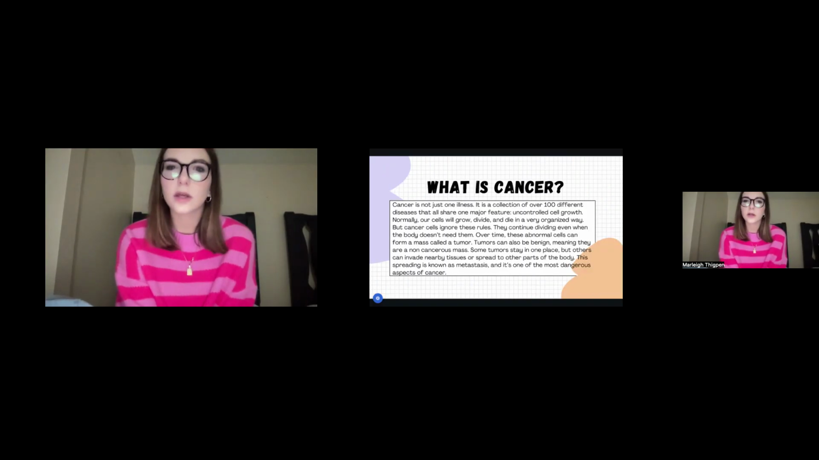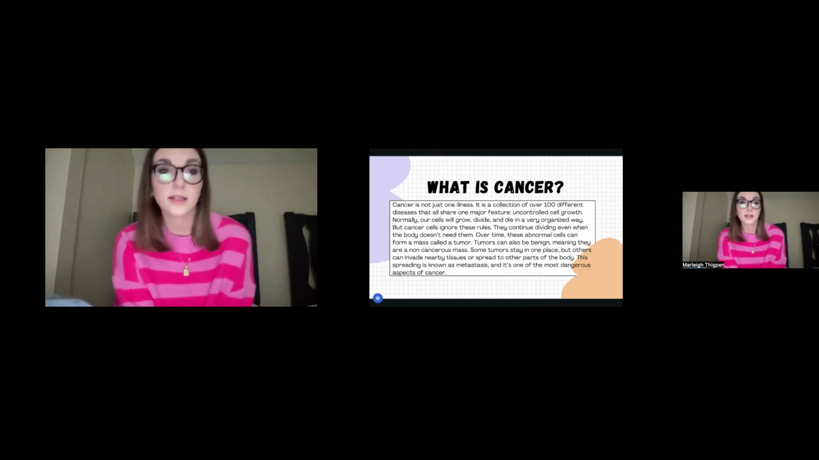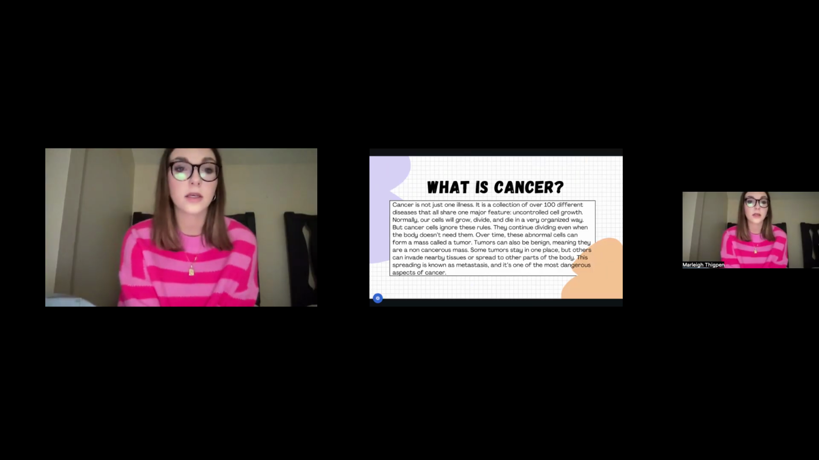Cancer is not a single illness, it's a collection of over hundreds of different diseases that all share a major factor, and that's uncontrolled cell growth. Normally our cells will follow this pattern of growth, division, and then death. It's a very organized pattern, but not in cancer cells. Cancer cells ignore this rule and continue to divide even when our body doesn't need them. Over time, these cells can form a mass called a tumor.